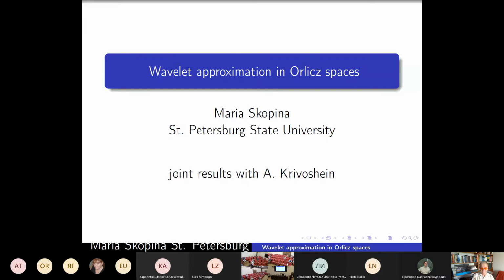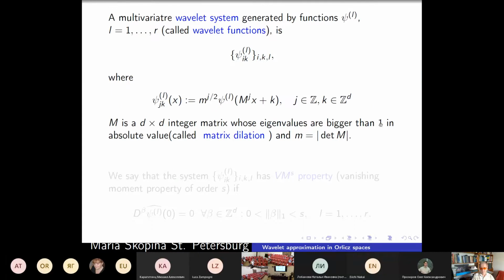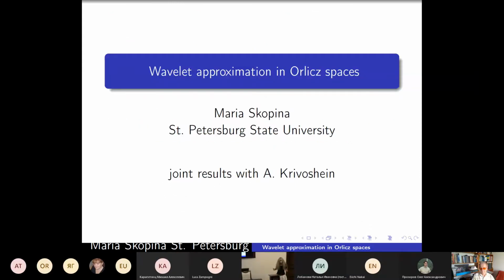I have to say sorry that my topic is not close to the interests of most participants, and especially to the hero of this event, Professor Samko. Nevertheless, there exists a non-empty set who touched wavelet theory here. Okay. So, wavelet approximation in Orlicz spaces, joint results with Alexander Krivoshein.